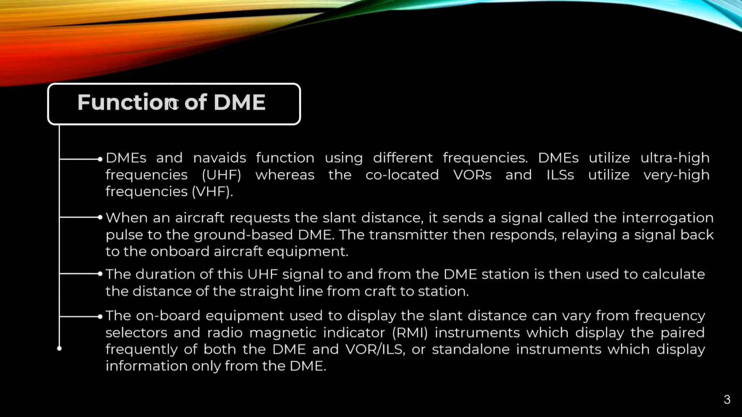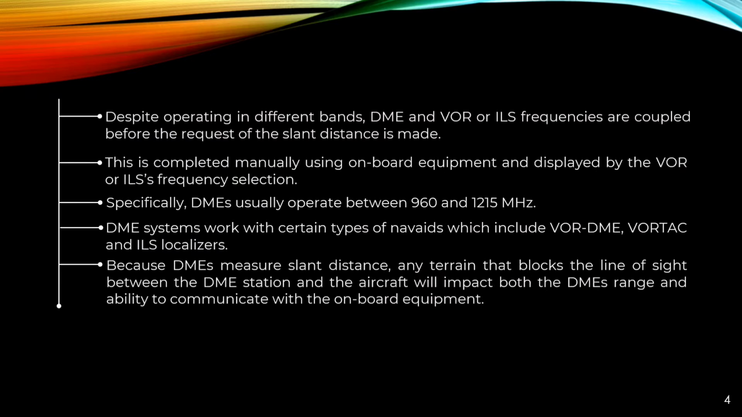The onboard equipment used to display the slant distance can vary from frequency selectors and a radio magnetic indicator, RMI, instrument which displays the paired frequencies of both DME and VOR/ILS, to a standalone instrument which displays information only from the DME. Despite operating in different bands, DME and VOR or ILS frequencies are coupled before the request of the slant distance is made. This is done completely manually using onboard equipment and displayed by the VOR or ILS frequency selection.